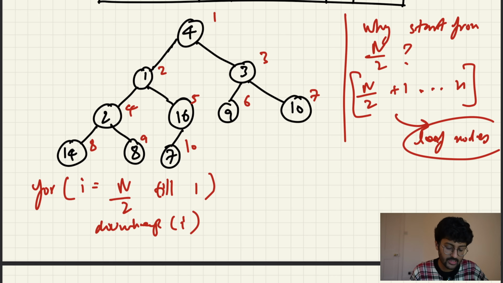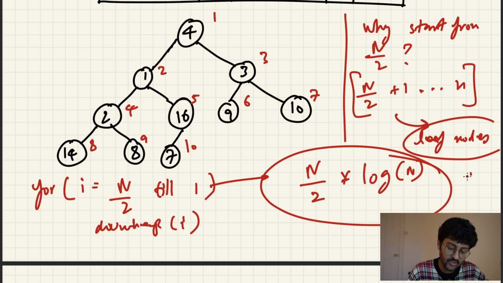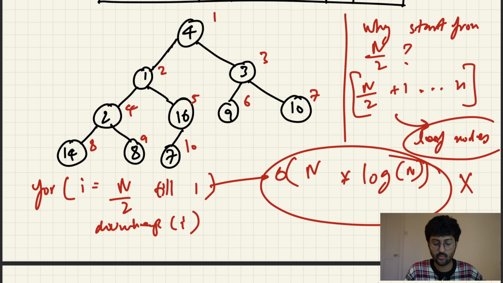But if I ask you the time complexity of this, what will it be? The outer loop is running n by 2 times. Inside it is calling down heap. Down heap is log of n, we know that. So it will be n by 2 log n. But this is actually wrong. That's not the time complexity. You might ask, Kunal, how? It is not n by 2 log n. Sorry, n log n. It is not n log n. Then what is it? Let's see.